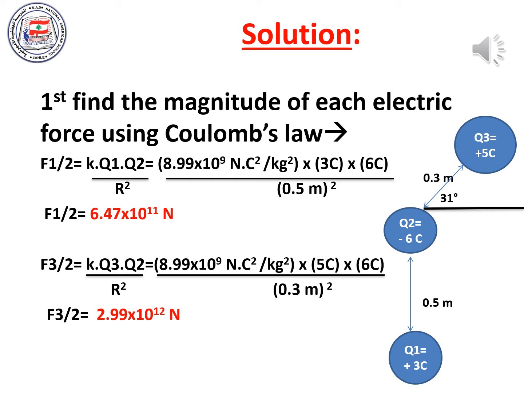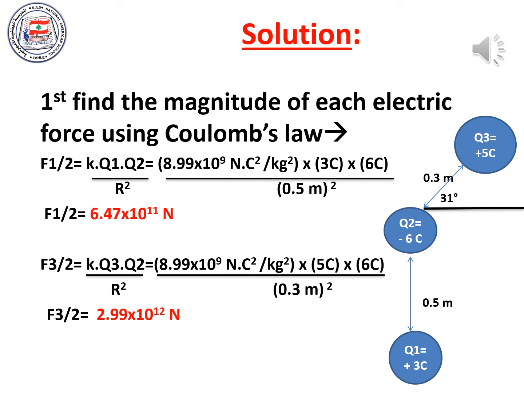It is equal to K, Coulomb's constant, times Q1 times Q2 over R squared, equal to 8.99 times 10 to the power 9 newtons meter squared per coulomb squared, times 3 coulombs, which is the charge of Q1, and times 6 coulombs, which is the charge of Q2, over 0.5 meters squared, which is the distance between charge 2 and charge 1. The answer is 6.47 times 10 to the power 11 newtons.